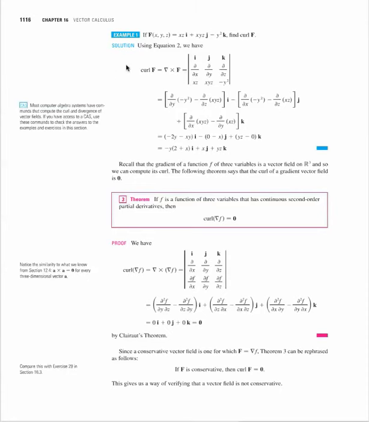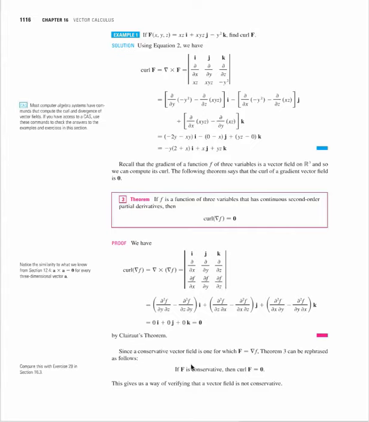Going forward, we have an example of calculating the curl. Now we have this theorem. If f is a function of three variables that has continuous second-order partial derivatives, then the curl of the gradient of f is 0. So curl of a gradient function is 0. And this just comes from plugging and chugging. The proof is something you should be able to follow. So remember, curl of a gradient is 0.